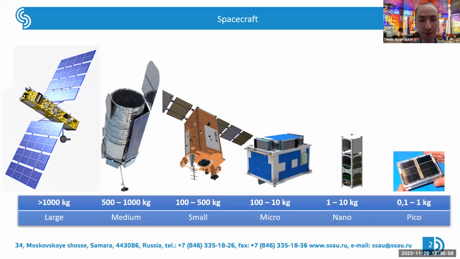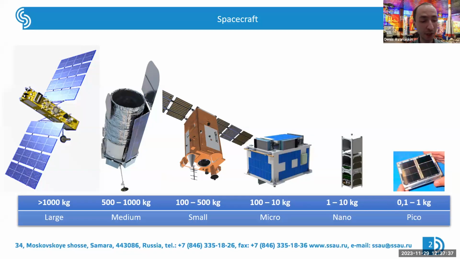But the progress didn't stop, and satellites become even smaller. People started to think how to call the satellites which are smaller than micro, and now we have nanosatellites. So nanosatellites, basically, are spacecraft which have mass from 1 to 10 kilograms. Now we have even smaller satellites, which are picosatellites. It's more than 100 grams, but they are not so popular as nanosatellites.